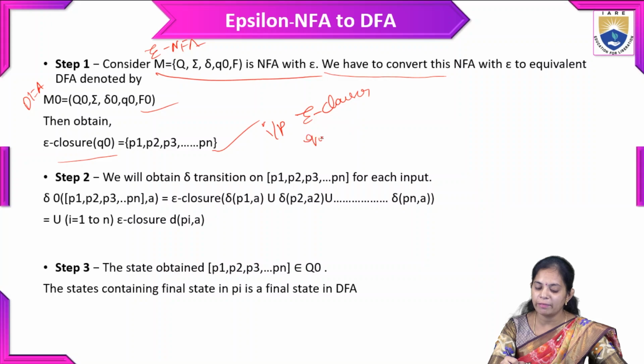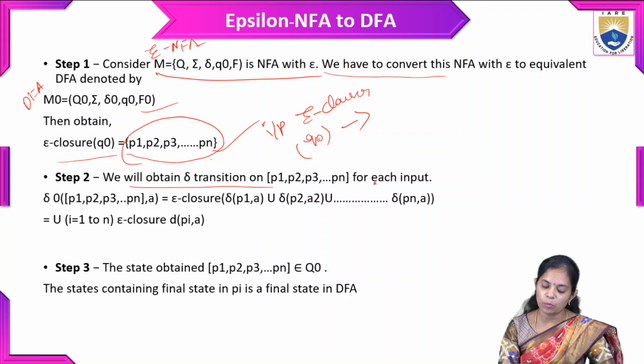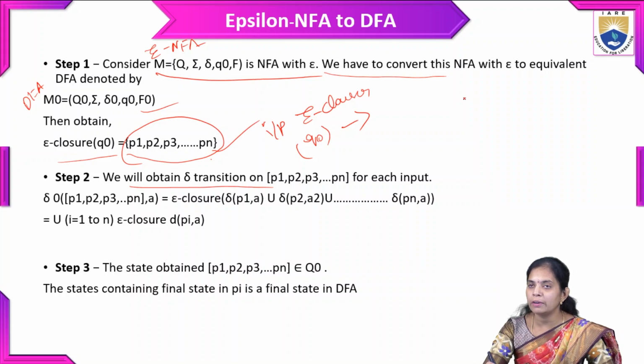We need to find all the epsilon closures for every state, and we write the results as the states. We write them all in the same place, and then we obtain the transitions. This is the general NFA to DFA conversion. Generally, we find the transitions for every state so that we get the new states.